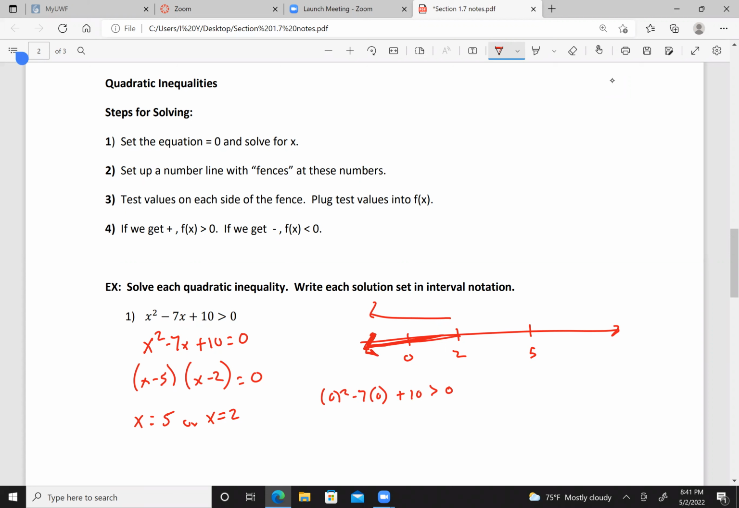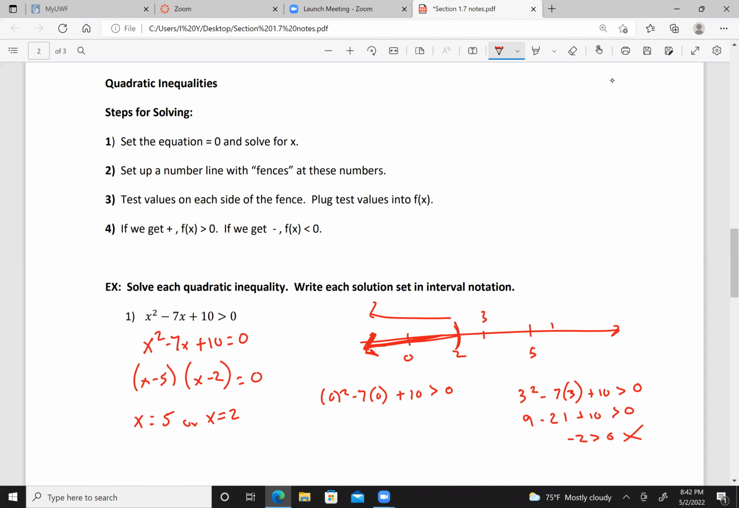Okay, let's pick a point in here. How about 3? So now we have 3 squared minus 7 times 3 plus 10 is greater than 0. Well, this is 9 minus 21 plus 10, which is -12 plus 10, -2 greater than 0, and that is not true. And so that section is not part. Now, noting that we have strictly greater than in our original equation, we'll use the parentheses.